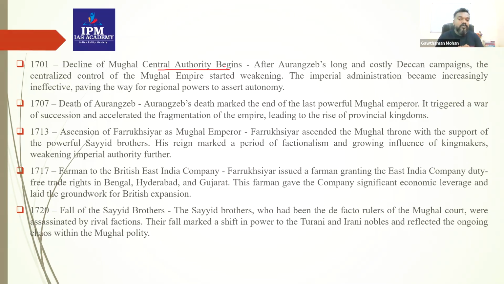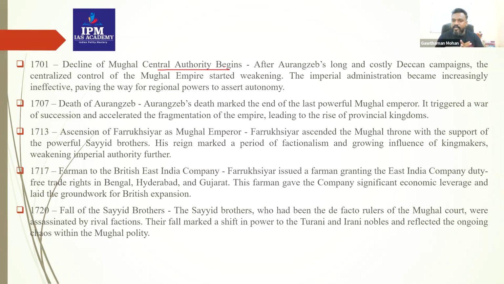And now, who is going to succeed? That became a war. That became a question. Now, in 1713, the ascension of Farrukhsiyar as the Mughal emperor. Farrukhsiyar ascended the Mughal throne with the support of the powerful Said brothers. The Said brothers had helped Farrukhsiyar to ascend the Mughal throne. His reign marked a period of factionalism and growing influence of kingmakers, weakening imperial authority further.